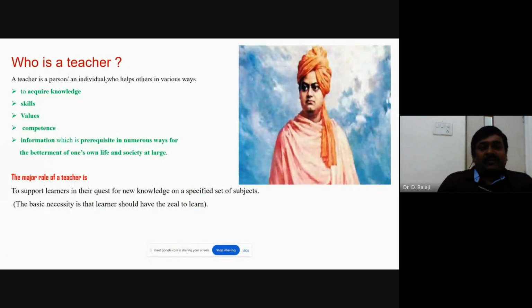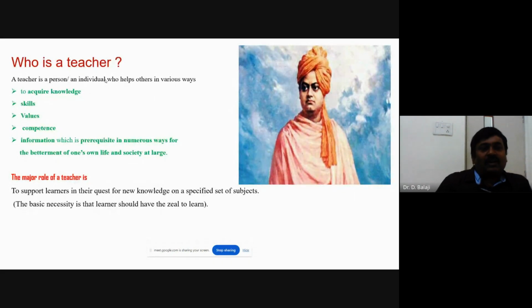Who is a teacher, first of all? A teacher is a person or an individual who helps others in various ways to acquire knowledge. Knowledge with regard to factual knowledge, conceptual knowledge, procedural knowledge, metacognitive knowledge. So various types of knowledge will be there. So a teacher will show the way to the students to acquire the knowledge and the skills required to lead his life in a potential way.